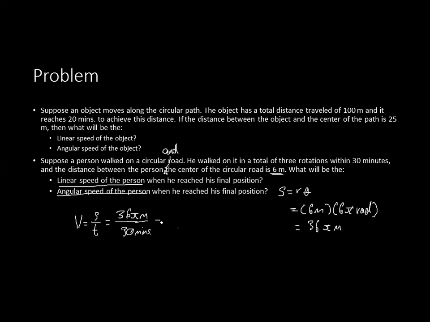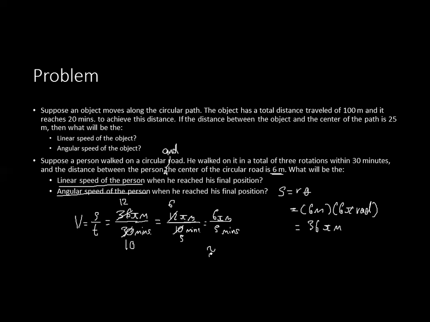So what would be our answer? This one, 36 and 30 are both divisible by 3. 36 divided by 3 is 12, and 30 divided by 3 is 10. So we have 12 pi meters all over 10 minutes. Actually, these two numbers are divisible by 2. So 12 divided by 2 is 6, and 10 divided by 2 is 5. So we have 6 pi meters all over 5 minutes. And that is our exact answer.